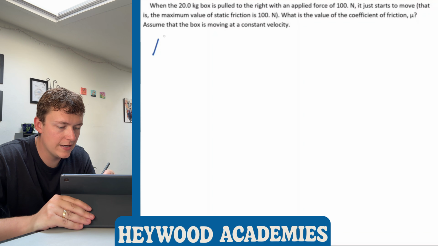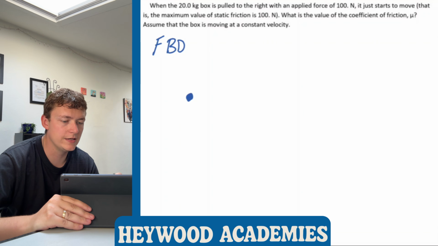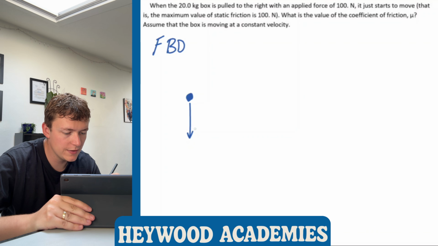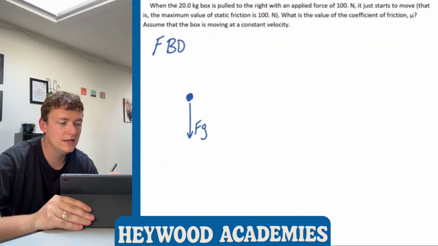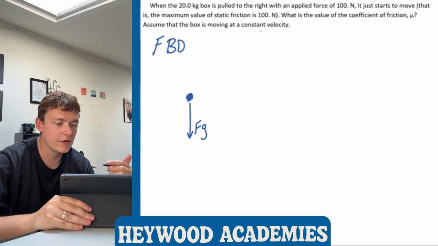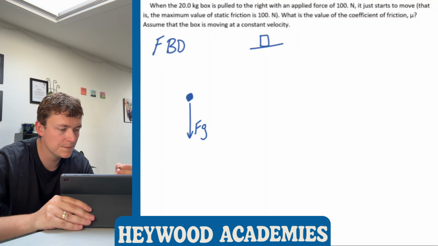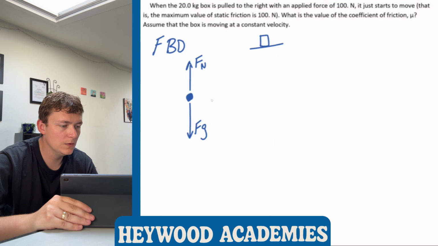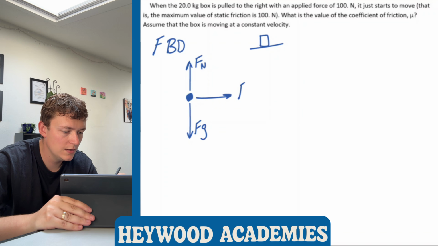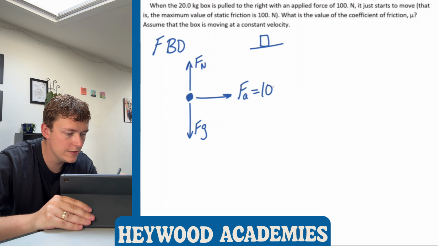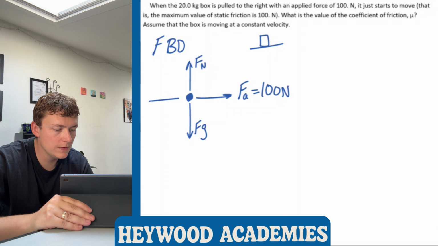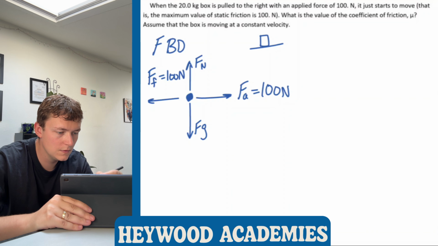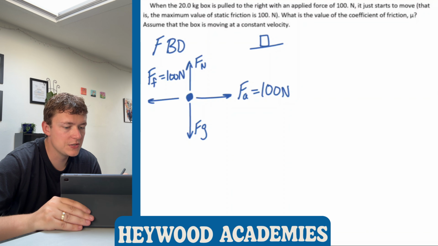Okay, so let's draw this box that we have with the free body diagram. Let's draw it like this, as a dot. 20 kilogram box, so that means there's going to be a force of gravity based on that. The box is sitting on the ground, because in real life it looks like this. So there's going to be a normal force going up as well. Then it's being pulled to the right with an applied force, and they told us that was 100 newtons. Then they also told us that there's a friction force going back at 100 newtons. What is the value of the coefficient of friction?